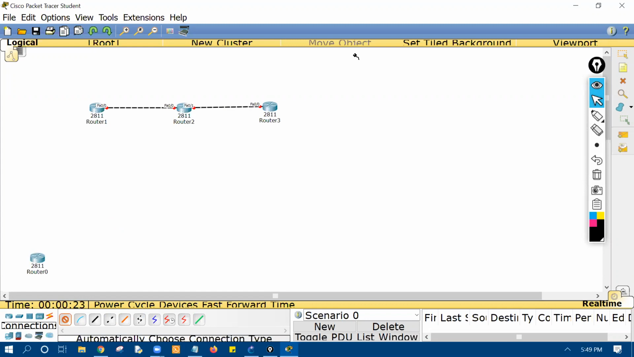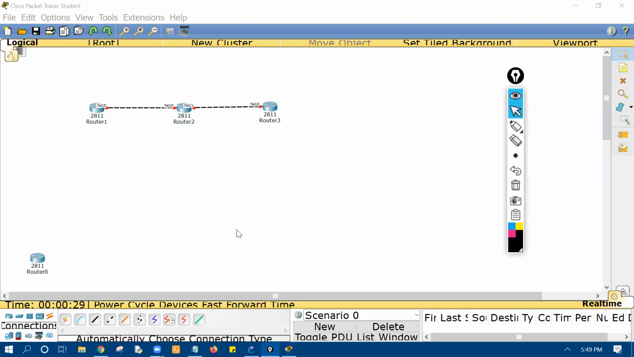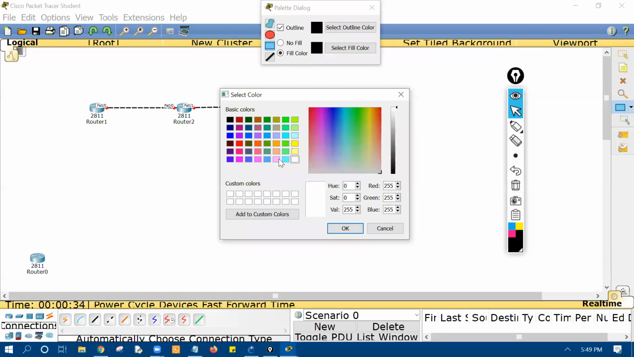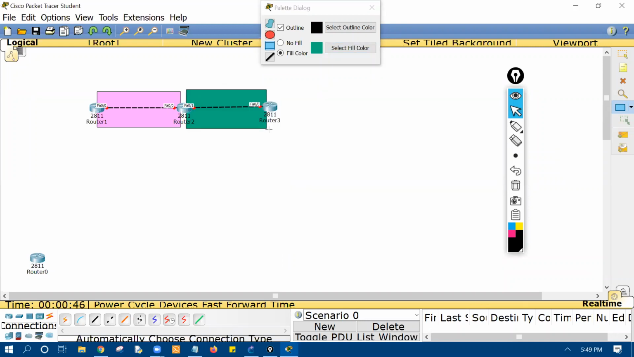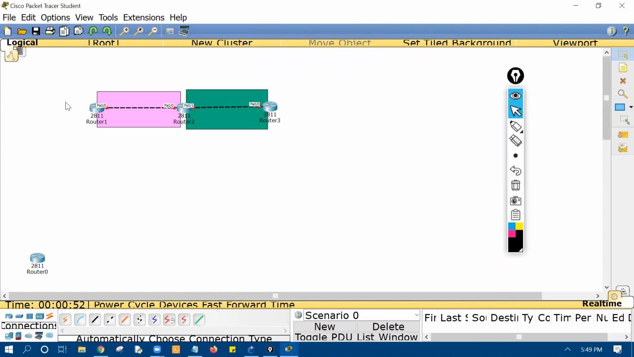Okay, so what I can do right now is make this router a part of area 1, and this router a part of area number 2. Perfect. Okay. There's one route behind this router. Okay, one minute.